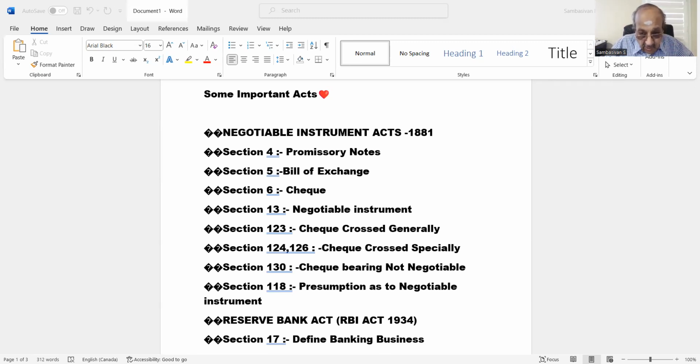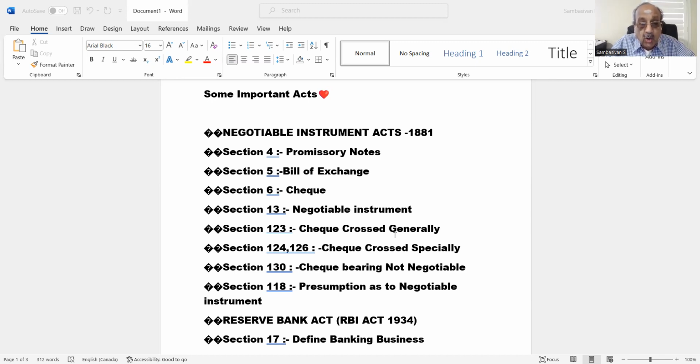I will also take you through some other material of mine, wherein I have told a few details about negotiable instrument. Here, section 4, 5, 6 define promissory note, bills of exchange, check in that order. Section 7 defines drawer, drawee, and acceptor. Section 13 of the Act states that a pro note, a bill, and a check are negotiable instrument.